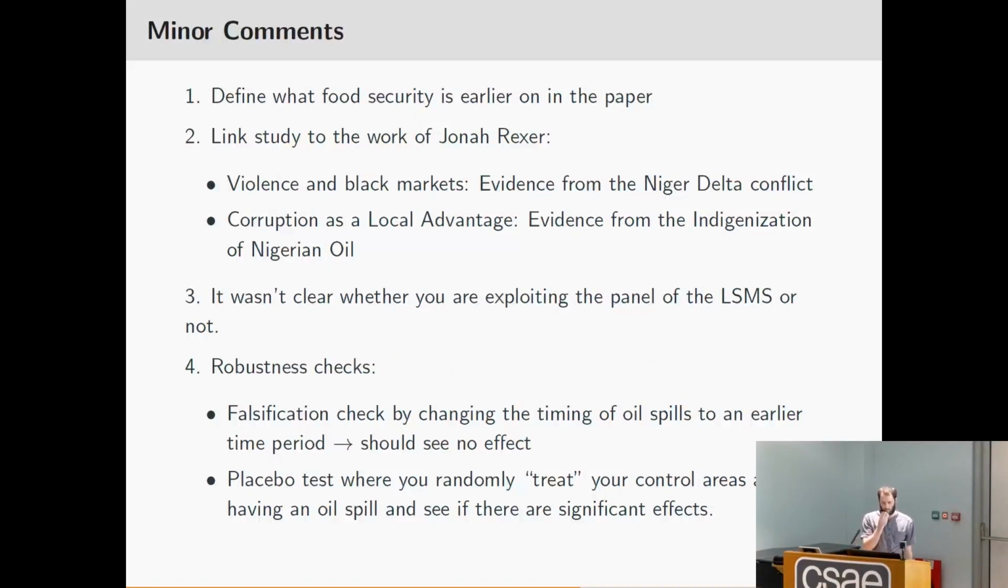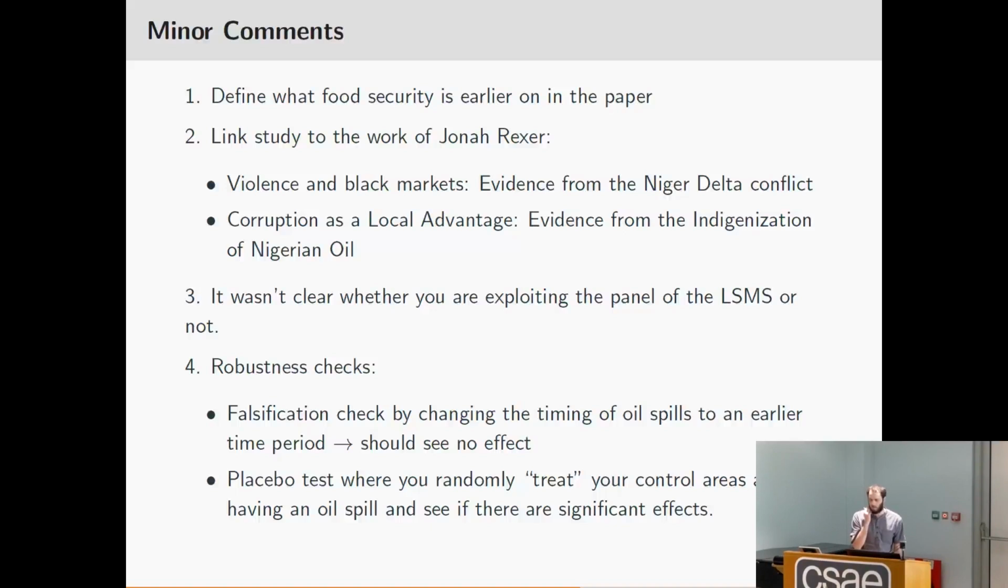So one, it would help if you defined food security much earlier in the paper because it was quite unclear what was actually meant by that. Second, I think there's work by Jonah Rexer, who's done quite a bit of work in Nigeria on oil. So here's two papers that he has on violence in black markets as well as corruption and the local advantage of oil production.